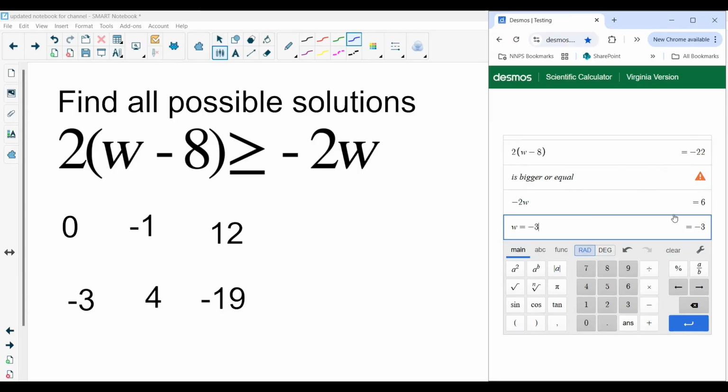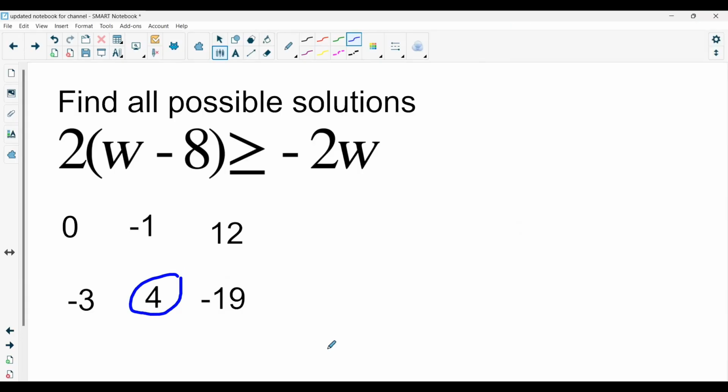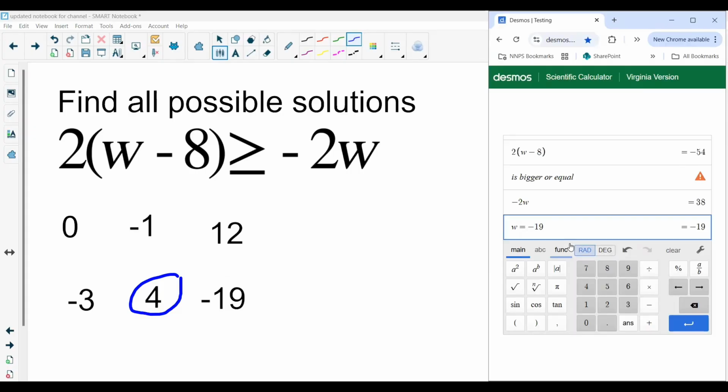Let's try -3. -22. Is that bigger than +6? No. Is it equal to +6? Nope. Let's try +4. Is -8 bigger than -8? Nope. Is -8 equal to -8? Yep. So 4 is one of our solutions. Okay. Now let's try -19. Is -54 bigger than +38? No. Is it equal to +38? No. So on this one, we only have one possible solution, and it is +4.